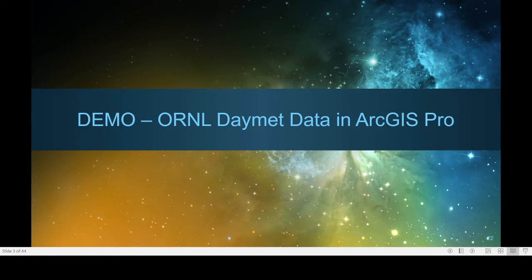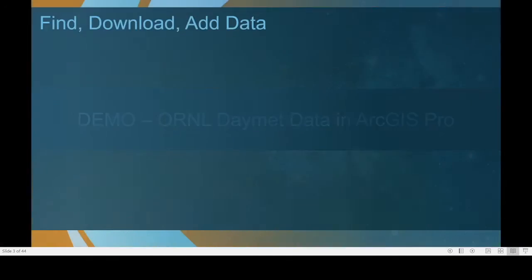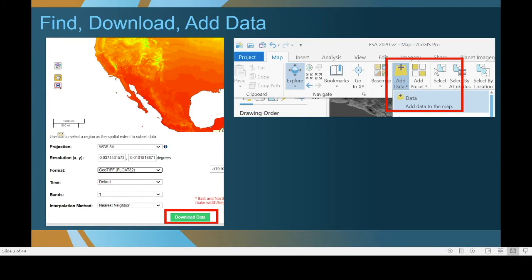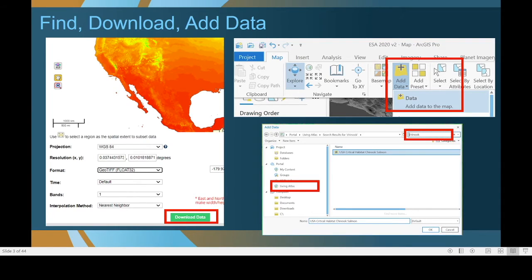Next, we'll perform a similar analysis in ArcGIS Pro. Just as before, you first find and download the data you want to analyze, and then add the data to the map for visualization purposes. You can also search the same repository and add other data from the web.